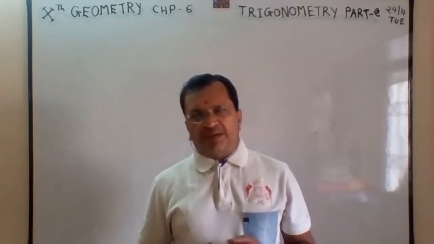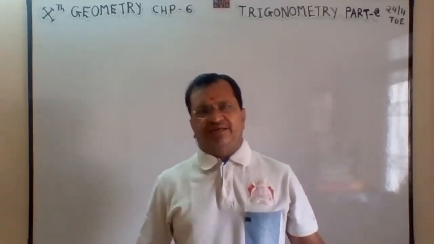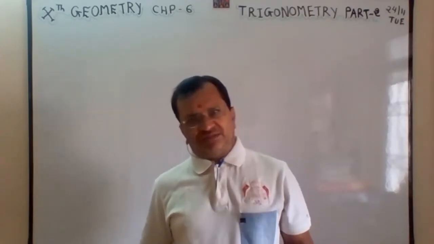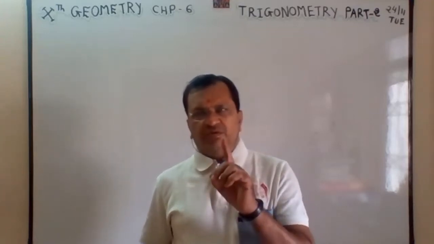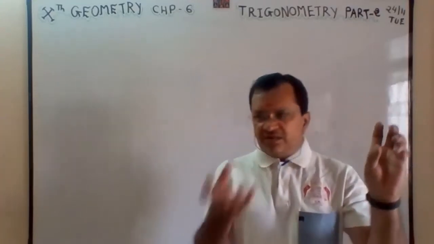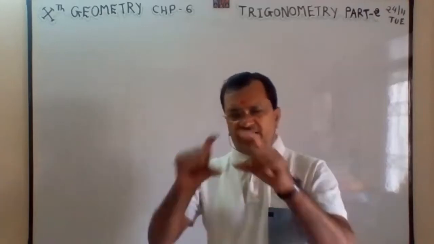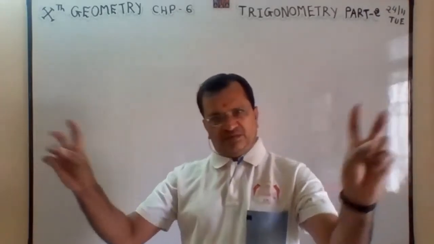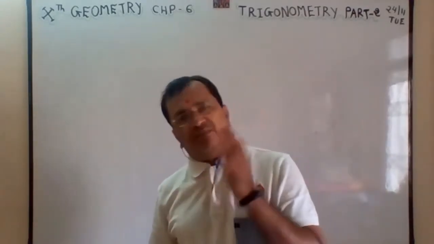The paper pattern of this chapter is very clear. A total of 3 questions they will ask in the geometry paper from this chapter. Problem number one: a ratio is given, another ratio you have to find out. That we will do today. Second, one equation will be given, you have to prove left side is equal to right side. Type 3, word problem.